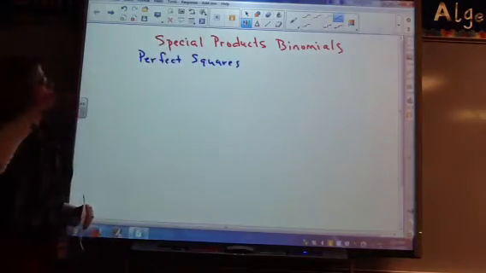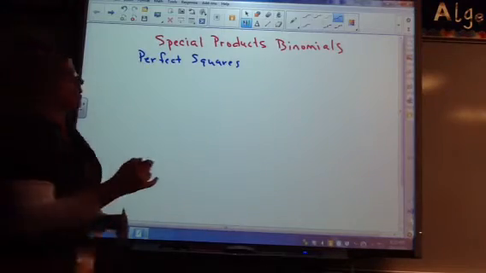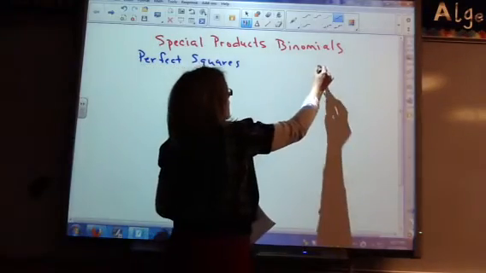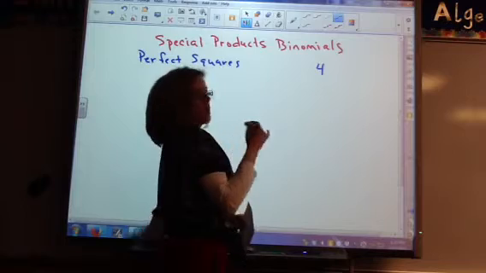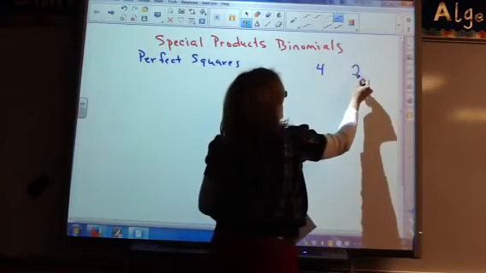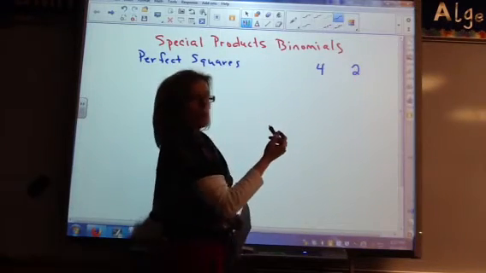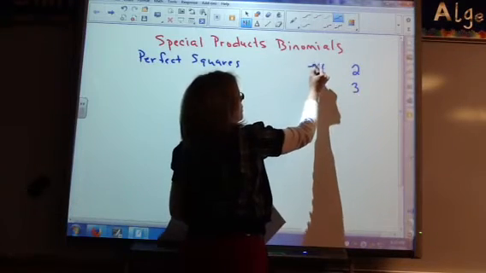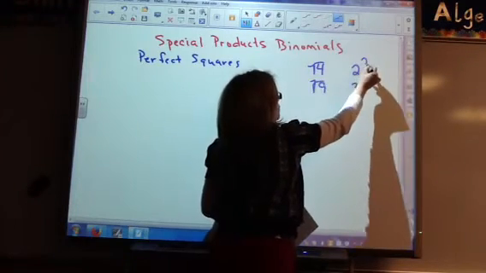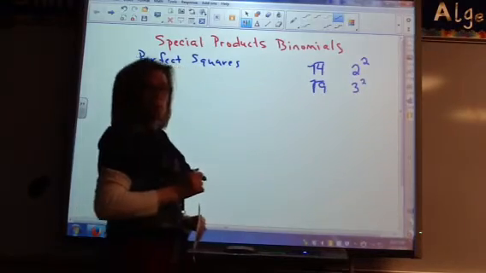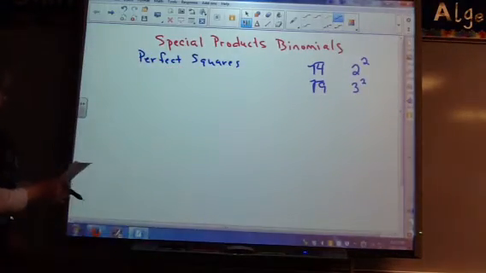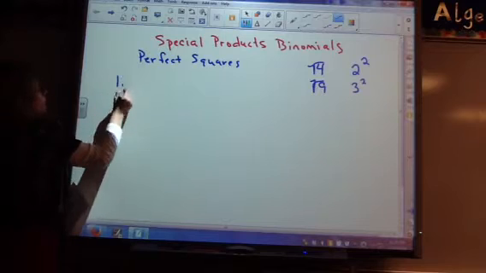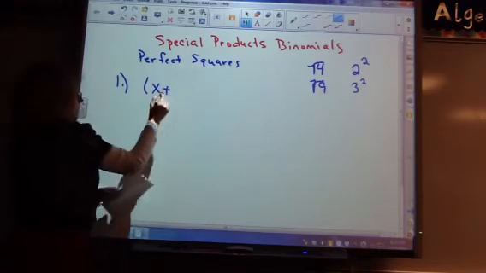Okay, so what are perfect squares, guys? So a perfect square would be like 4, because what is the square root of 4? That would be 2. All right, another perfect square would be 9. Square root of 9 would be 3. So you're taking the square root of these, or you're taking 2 squared and 3 squared. These are perfect squares, okay?